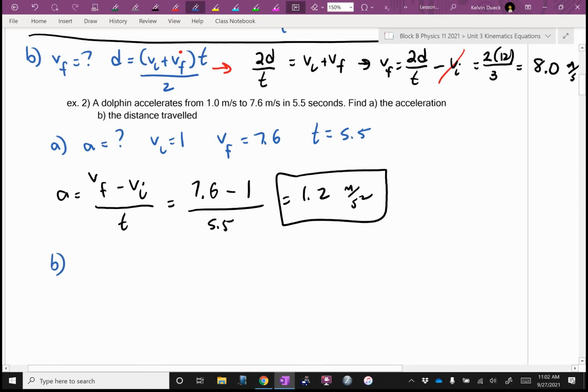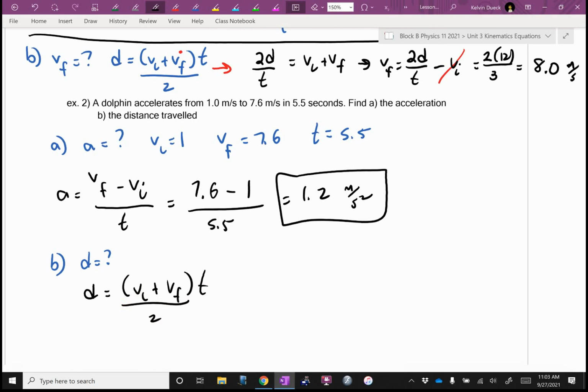Victor, what does B want me to find? Hey, D equals question mark. I'm looking for an equation, Victor, that has a D. I'd like it to have a VI, a VF, and a T. I'd like to avoid the A if I could. And there's a bracket there, I think, as well, somewhere, yeah? Yeah. I need to get the D by itself. Already is.